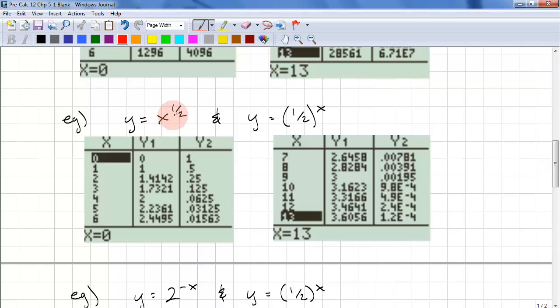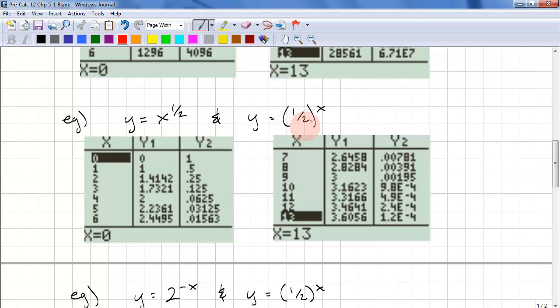Okay, let's look at having a base that is less than 1. So, x to the power of half versus a half to the power of x. And you should recall that x to the power of half is just a square root function. Square root 0 is 0. Square root 1 is 1. Square root 2 is 1.414. And so on. And when we get to 13, square root 13 is 3.6. The function is still growing.